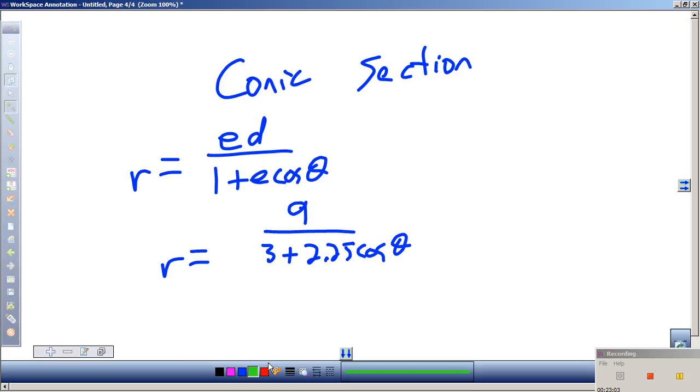Greater than 1. Okay, what is e? Wait, you don't know that. We don't know e yet. Why not? Remember, we need the 1 here, so divide by 3. So we'd have 3 over 1 plus 2.25 divided by 3 cosine theta. So it's an ellipse. It has cosine, so is it vertical or horizontal?